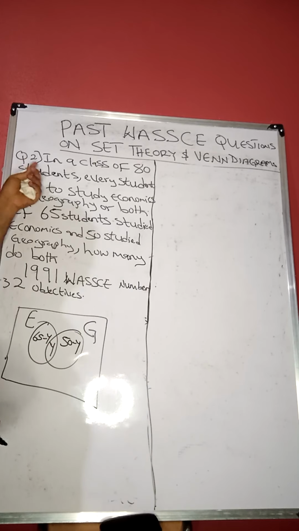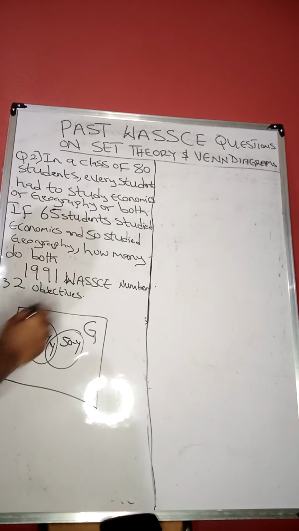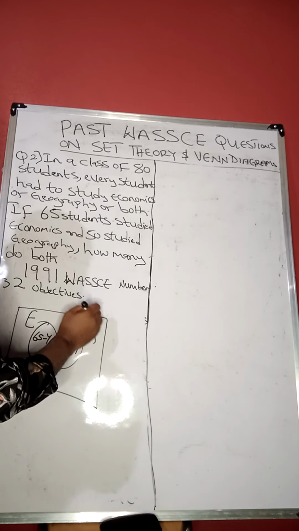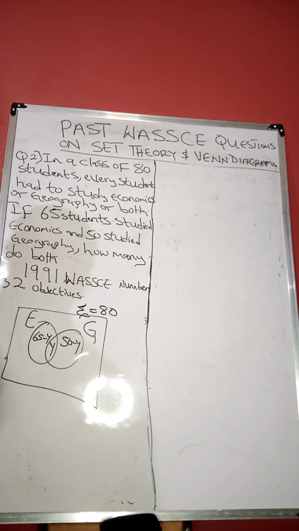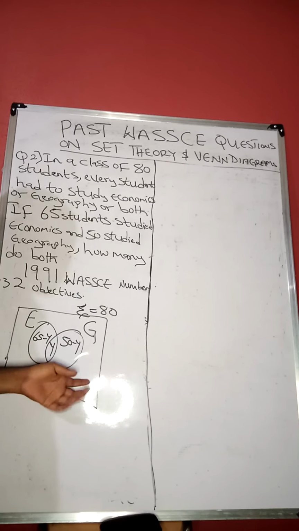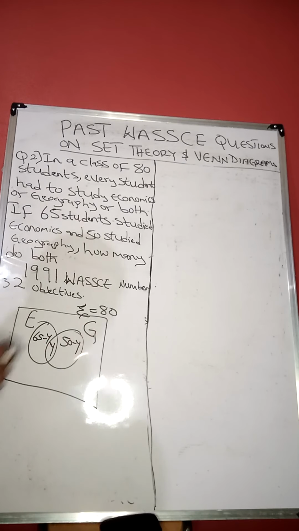Now look at the question. They say in a class of 80 students, so our universal set is 80. Do we have anything outside here? Let's look at the question again. They say in a class of 80 students, every student had to study economics or geography or both. So it means there is nobody that is not doing any of these two. So here is empty, an empty set. All right, now we've represented this question in a Venn diagram. All we need to do is to add everything here and equate it to 80.